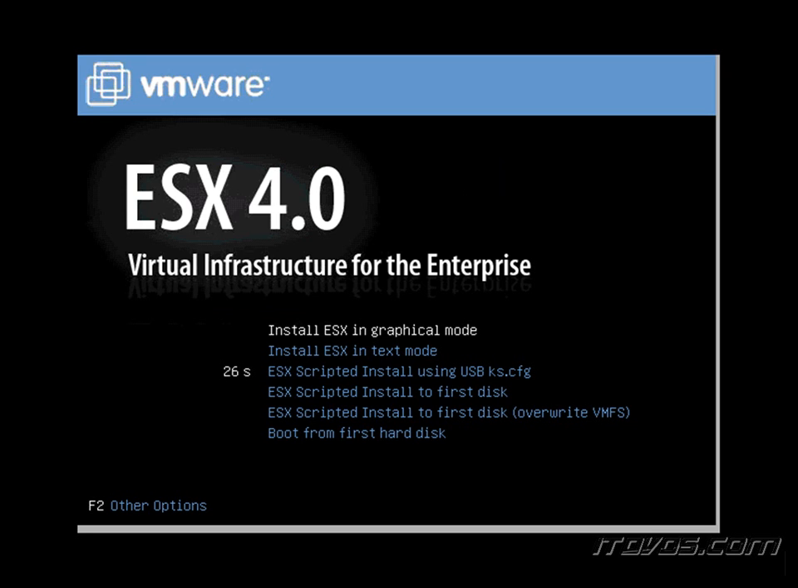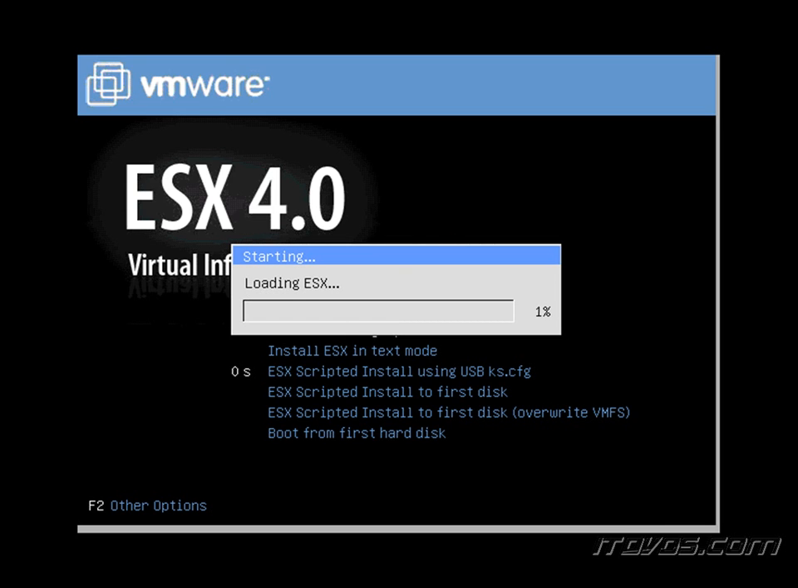Okay, I've burnt the ISO image that we downloaded in the last movie to a DVD. I've inserted that DVD into my server and booted my server up. And it brings us to this ESX4 virtual infrastructure for the enterprise splash screen. You can see the default option here is install ESX in graphical mode. You can hit enter to select it automatically, or as you can see when the time expires, it's going to go ahead and select that option for us. Now there are some other options like install ESX in text mode and also ESX scripted install using a USB with a ks.cfg file that we're going to talk about in the coming movies, but in this movie we're going to install from graphical mode.